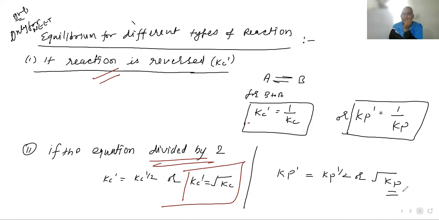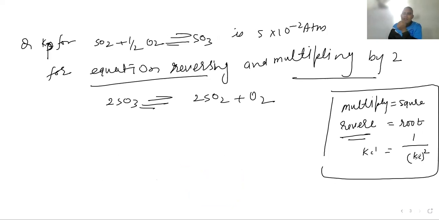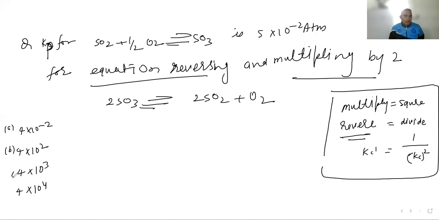I think I erased that one. If you are multiplying by 2, that is going to be square. Okay, so this will be the value. So the options, I am telling you, please tell me the answer. Reverse means divide. If you are reversing the equation, it will go in the denominator. So here the options they have given are 4 into 10 power minus 2, 4 into 10 power 2, 4 into 10 power 3, 4 into 10 power 4. This is A, this is B, this is C, this is D. Now we are going to do the solution.